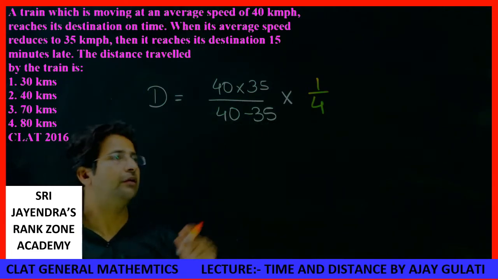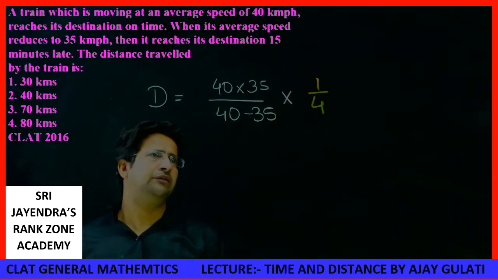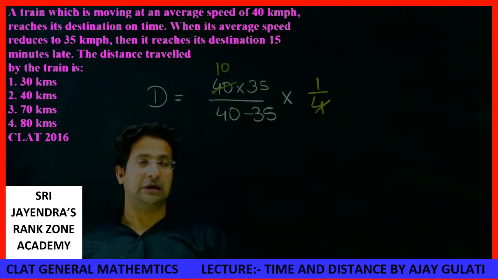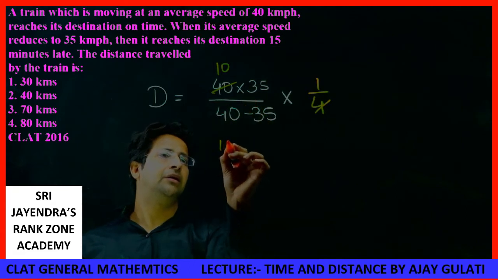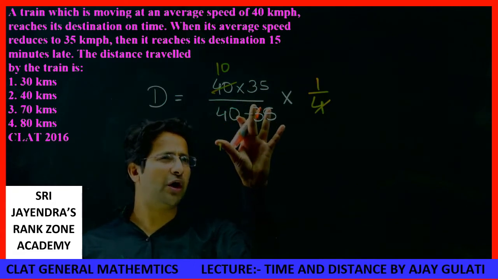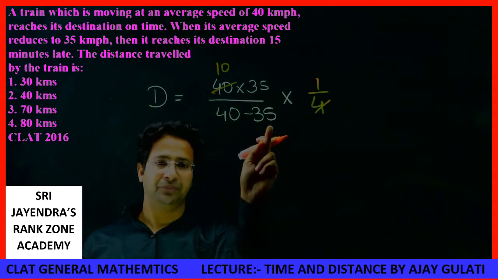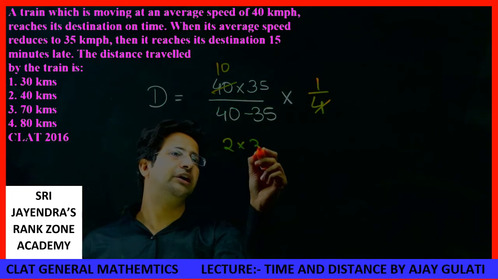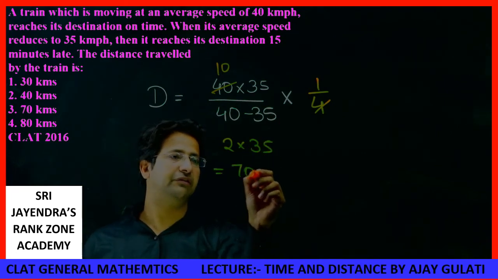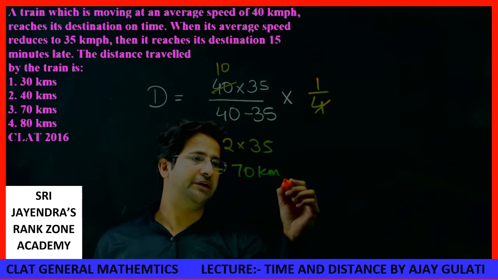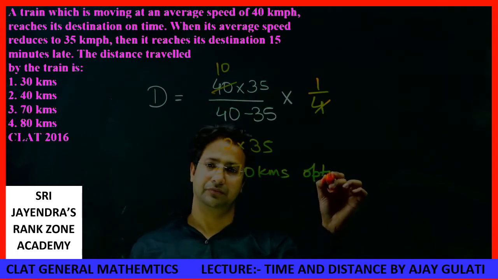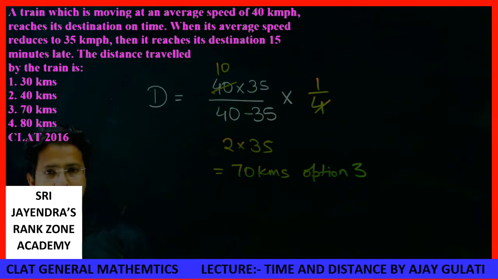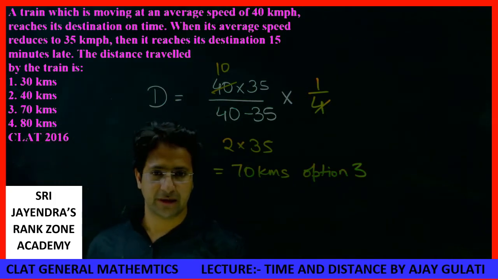Is it clear to everyone? 1 by 4 hour. See, how easy it is. This is 10 into 35 divided by 5, or I can say 10 divided by 5, that is 2, into 35 will give you 70 kilometers, option 3. This is your answer. Clear, students? Next question.